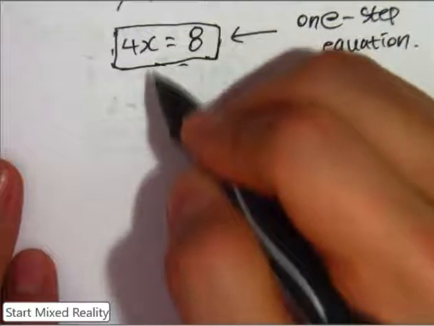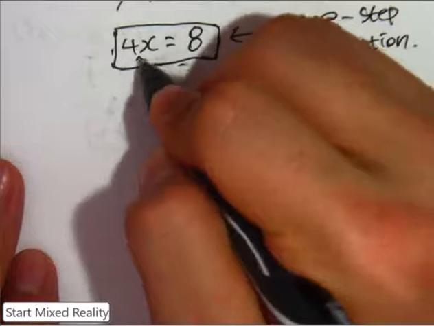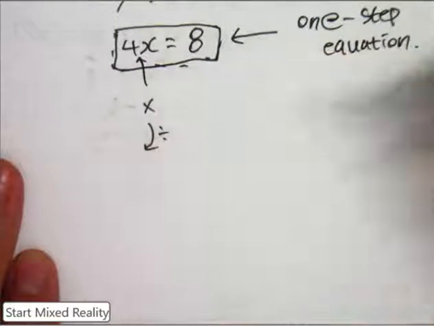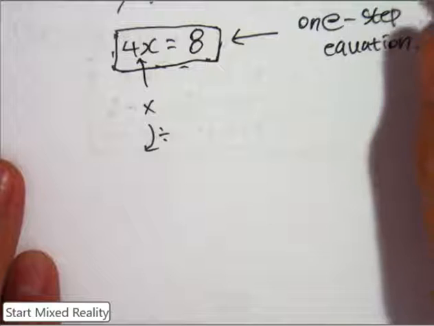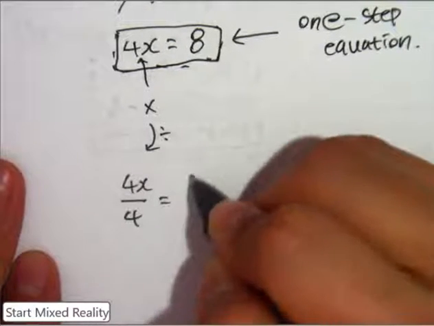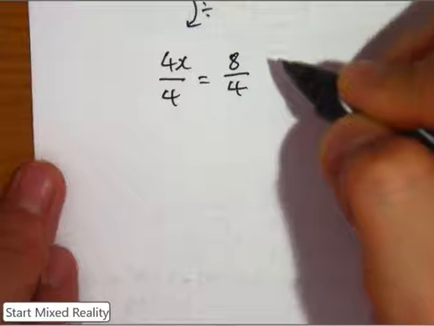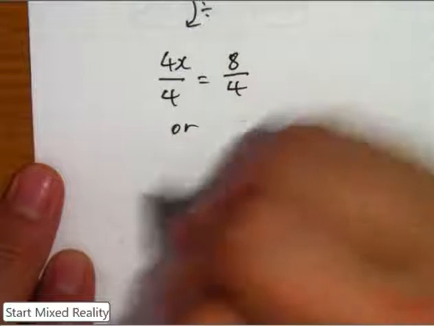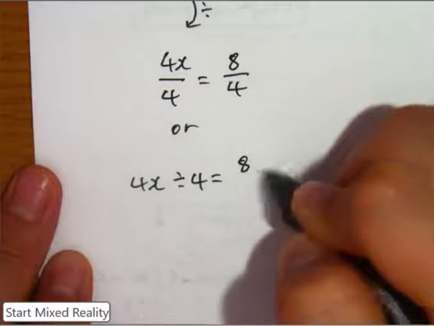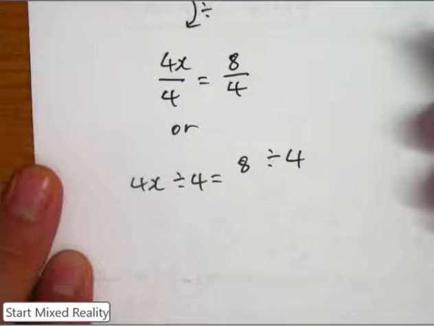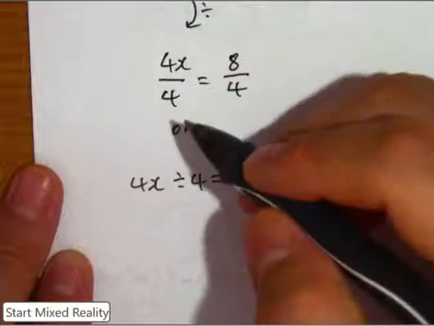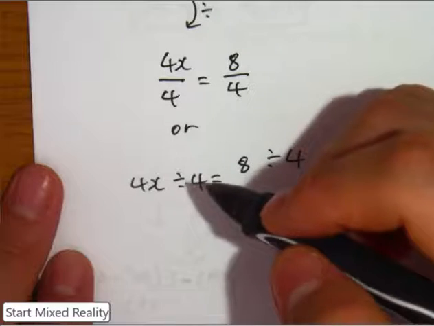Now you need to do the opposite operation. These are multiplying together, so we need to think about our opposite operation, which is division. So 4x over 4, that is equal to 8 over 4. You can do it this way, or 4x divided by 4, that is equal to 8 divided by 4. It doesn't matter which one you choose, because it's the same explanation using different types of symbols.